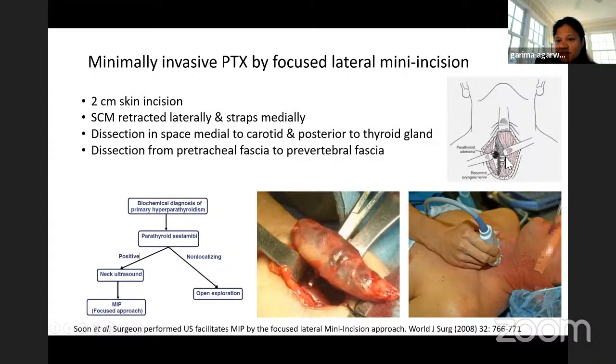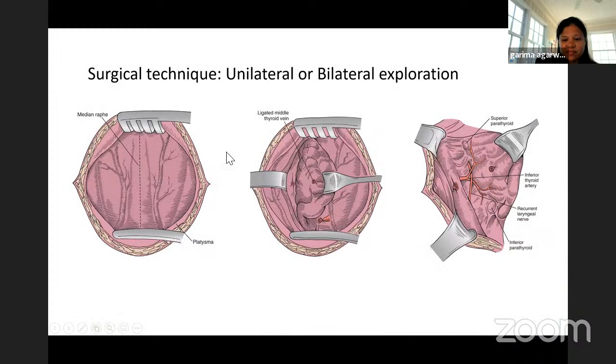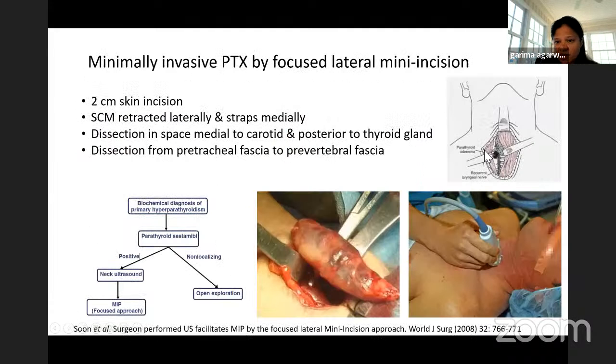In this approach, we come lateral to the strap muscles as opposed to the other one in which we are coming medial to the strap muscles. So basically, we are aiming at the same area, medial to the carotid artery, but in this, we come lateral to the strap muscles, retract the strap muscles medially, retract the sternocleidomastoid muscle laterally, and retract the thyroid gland medially, and then look at that adenoma medial to the carotid artery.